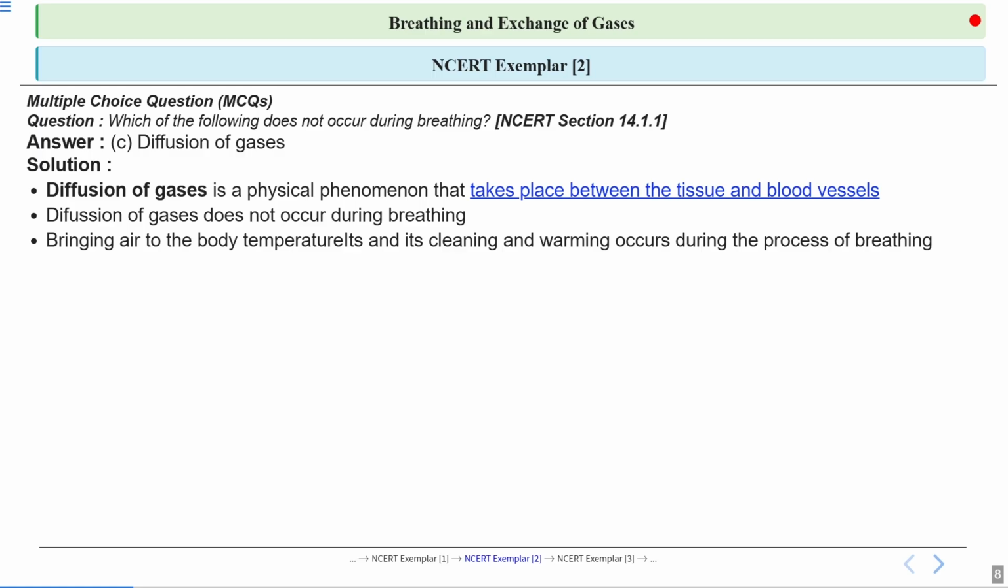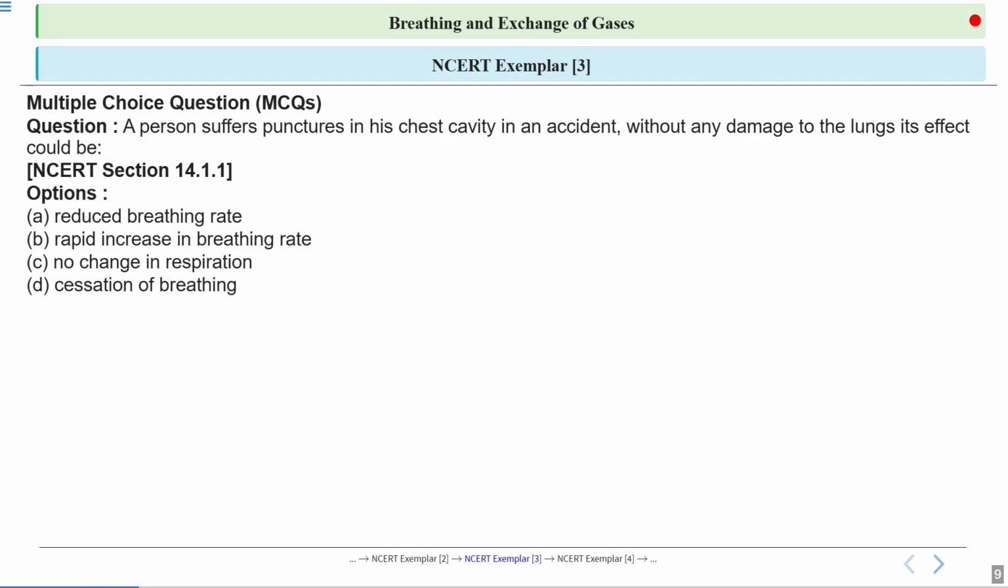But the diffusion of gases occurs at two places: one in the alveoli region and the blood capillaries present outside the alveoli, and one at the tissue level, right? So let's have the next question.